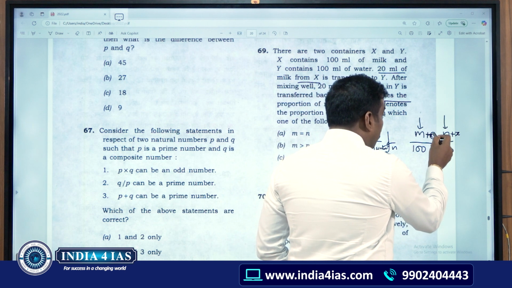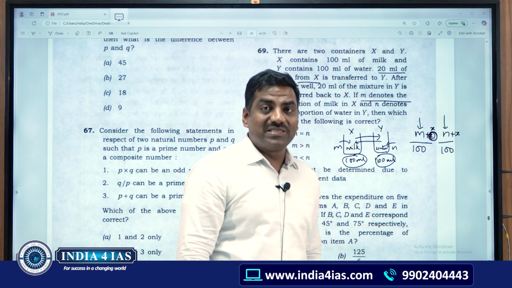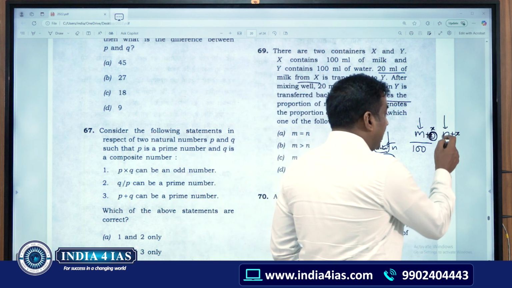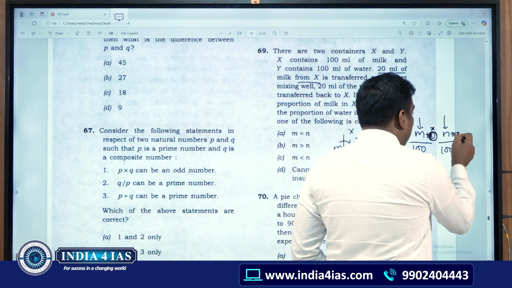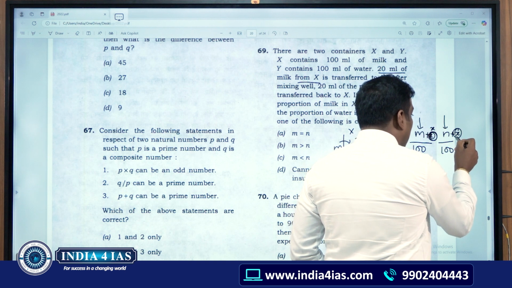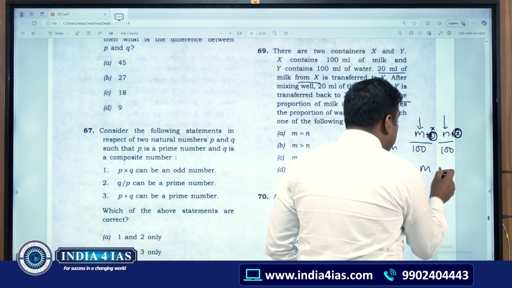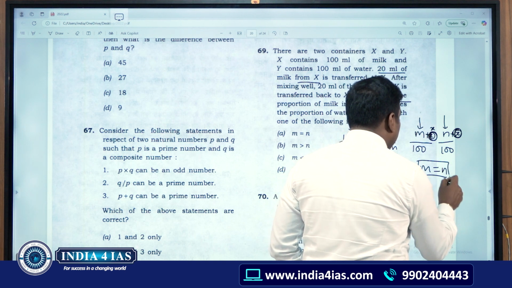But how much milk are we missing? How much milk are we missing here? X. And the same amount has gone there. How much milk has been lost here? That amount of milk is here. That means M and N are the same.